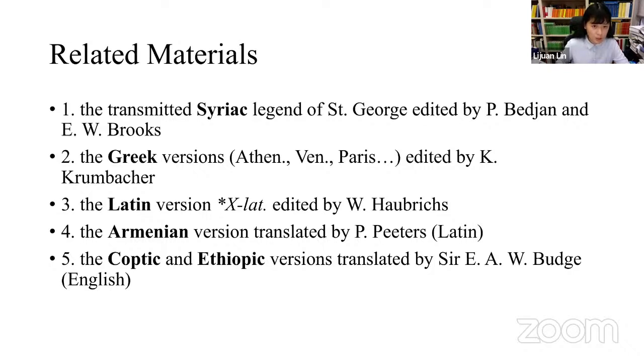First, the transmitted Syriac version, which has been edited by Bedjan and Brooks. And for the Greek versions, including a series of manuscripts, I rely mainly on Krumbacher's edition. And for the Latin version, ex Latine, I use the edition of Hallbrichs. And for the Armenian version, I rely on the Latin translation by Peters. And for the Coptic and Ethiopic versions, I rely basically on Budge's English translation.